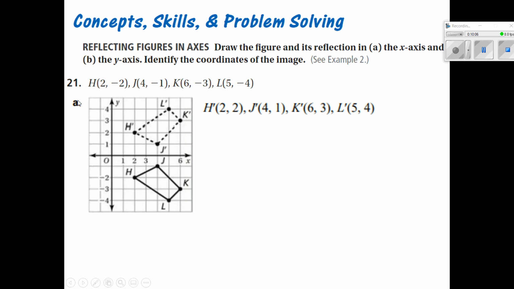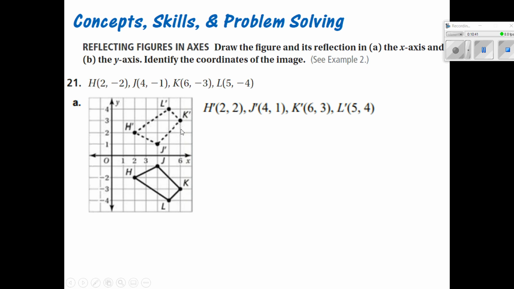We have number 21. H is (2, -2), J is (4, -1), K is (6, -3), L is (5, -4). When we slide it across our x-axis, or reflect it across, we'll see that J prime is an equal distance from the x-axis as J was. H prime is an equal distance from H. K prime is an equal distance from K, and L prime is an equal distance from L.